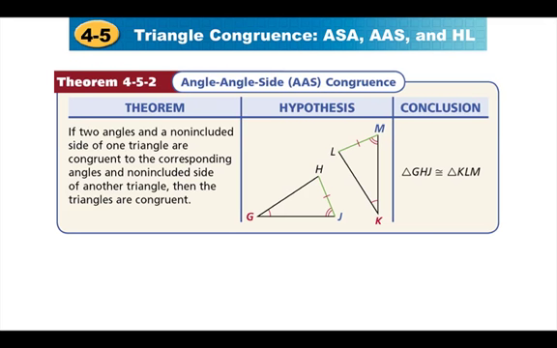The next shortcut or theorem is called angle angle side congruence, Theorem 4.5.2. I'll read it to you. It says if two angles and a non-included, no, this is non-included instead of included. So look at this picture. These are two angles. This is the side that is congruent, which is the non-included side. I'll start again. If two angles and a non-included side of one triangle are congruent to the corresponding angles and the non-included side of another triangle, then the triangles are congruent. So this is the picture, and this is what we can conclude.